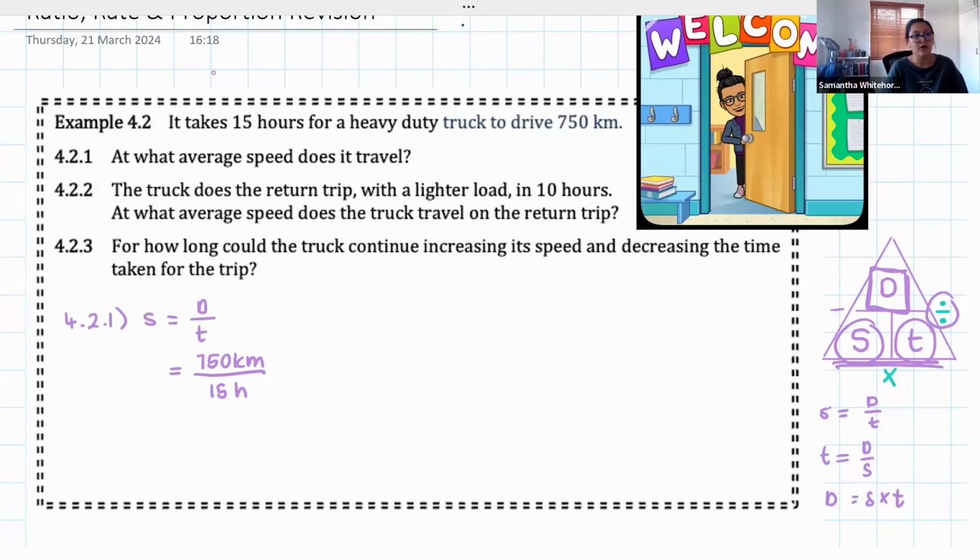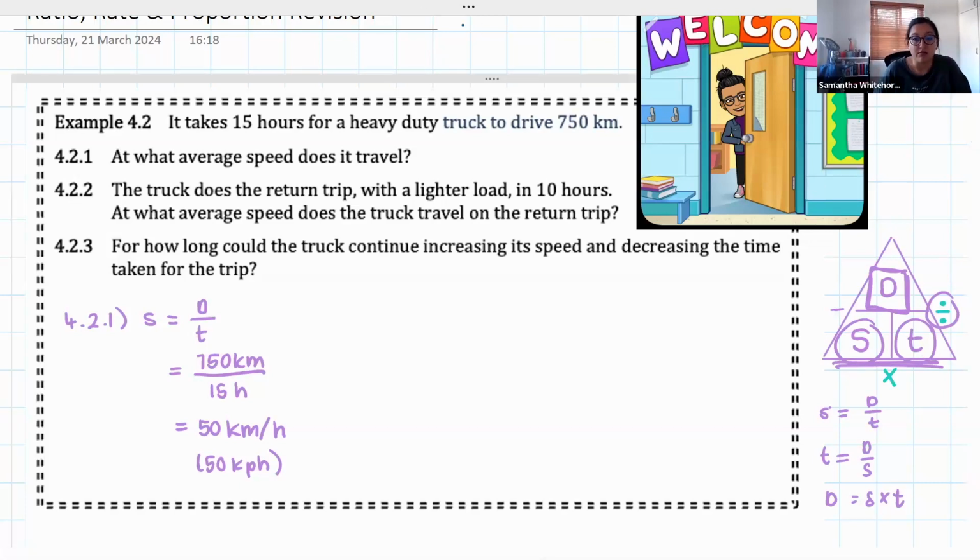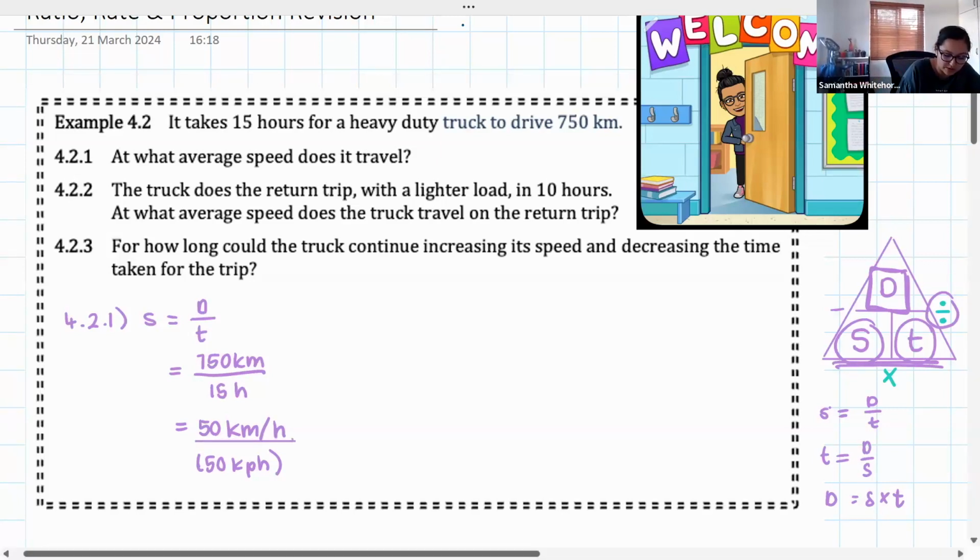A lot of you have now given an answer. Now remember, speed has a specific unit to it. When we divide 750 by 15, we get 50. And remember, speed is in kilometers per hour, so we need to make sure our units are correct. You could also write this as 50 kilometers per hour. You could put a P there to represent per. It doesn't really matter. I write kilometers with the slash and then hours, that's how I do it. kph is perfectly fine as well. There is nothing wrong with that.